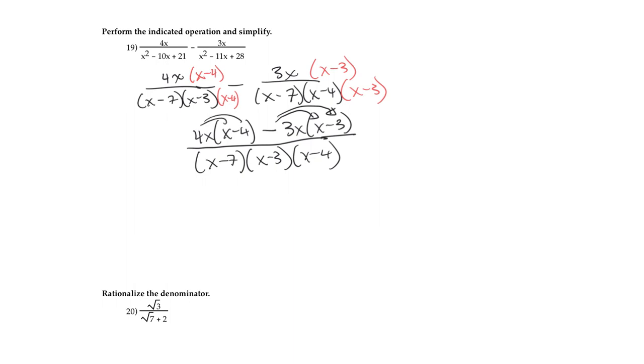Okay, let's FOIL this part. So that'd be 4x squared minus 16x. Again, I did that on the test. I was going to put a 4 there, but it's a 16x. And then a minus 3x squared plus 9x, all over that common denominator.